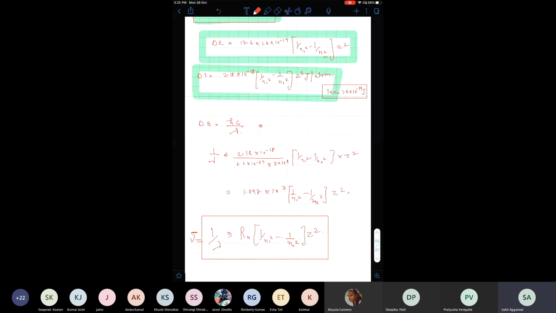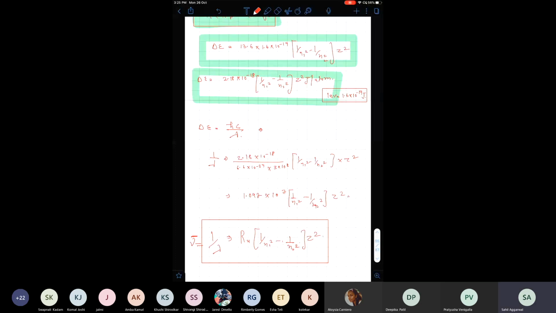Yes, because Bohr theory is applicable only for single electron species. He didn't know anything about shielding of electrons. He didn't tell anything about the multi-electron species.